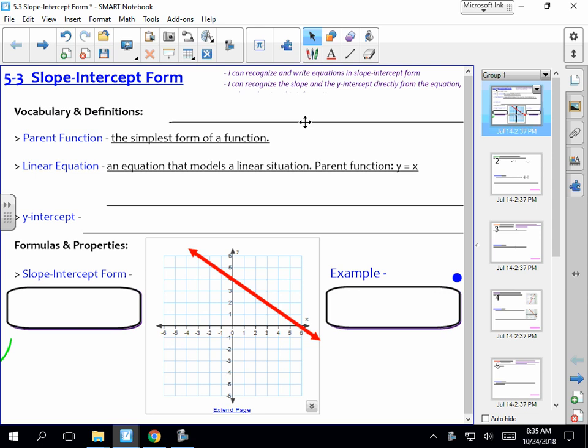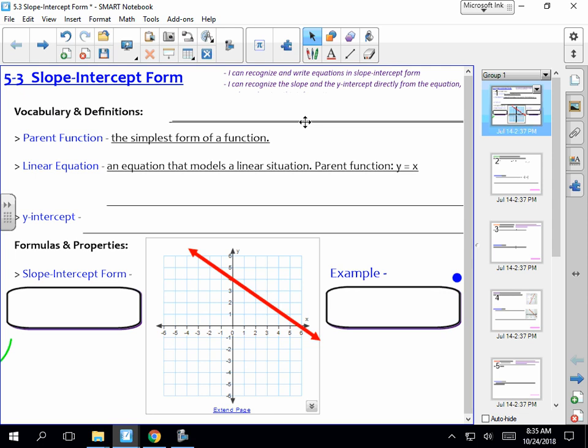So parent function is the simplest form of a function. Linear equation is an equation that models a linear situation. This whole chapter we're just sticking to linear functions. Last chapter we actually graphed some other types of nonlinear functions, but these are just linear. We'll learn some shortcuts today for graphing lines, so you don't have to do an entire table. The lines will be of the form y equals x is the parent graph.